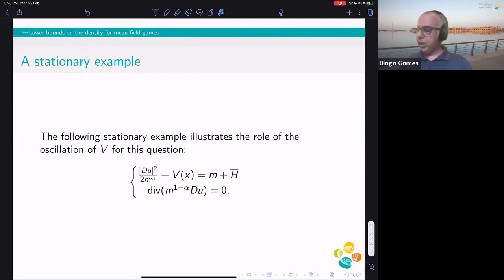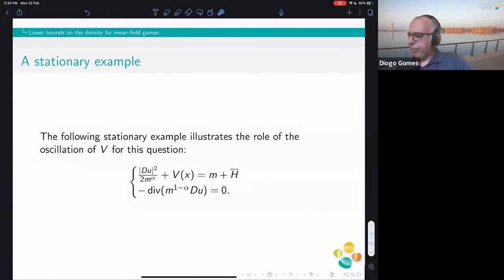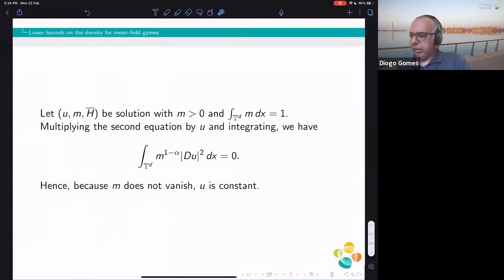Let me give you just two examples. One is a stationary case. If you look at this second equation, everything is periodic. My solutions in this talk are periodic solutions, as I put on the torus before. If we are talking about classical solutions, then u equals zero is going to be a solution of this equation for free, by inspection. And in fact, it is the only possible solution, because if you take this equation, you realize that the gradient of u has to be zero, unless m is zero.